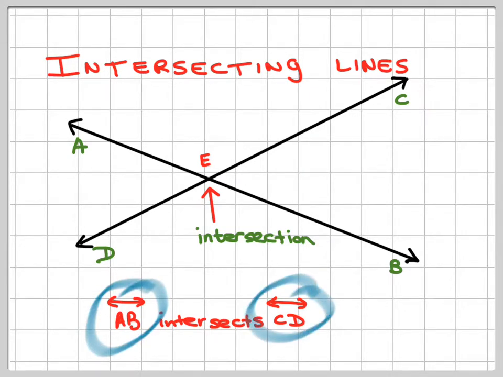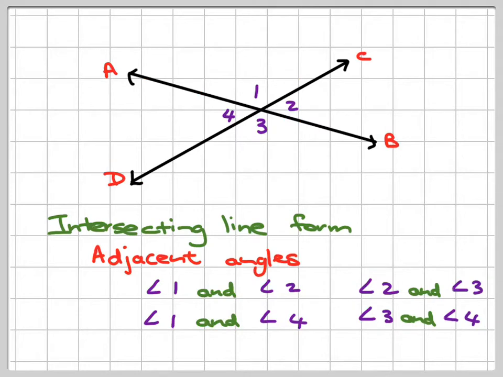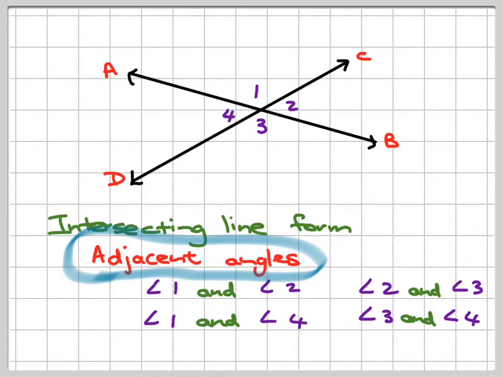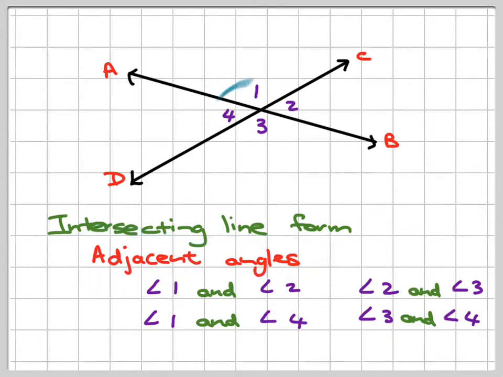Now let's go look at the angles. So intersecting lines form adjacent angles. That's a word you need to remember, and let us look at what adjacent angles are. Adjacent means next to one another. So we can say angles 1 and 2 are adjacent angles. Angle 1 and angle 2.